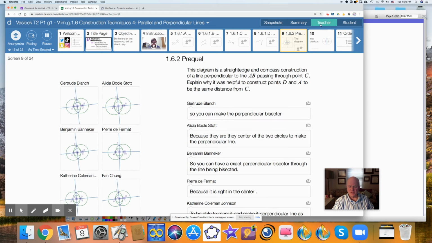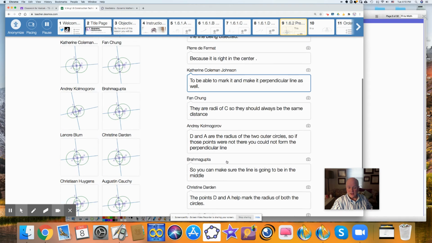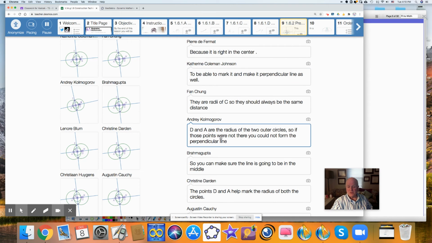A and point D the same distance from C. And some student responses. So you can make the perpendicular, because they are the center of two circles that make the perpendicular line. Well, that's pretty good right there. Let's see, because you have the exactly perpendicular bisector through the line being bisected. Okay, I like that. This is the most coherent of all of them. D and A are the radius of two outer circles, so that if those circles were not there, you could not form the perpendicular line.